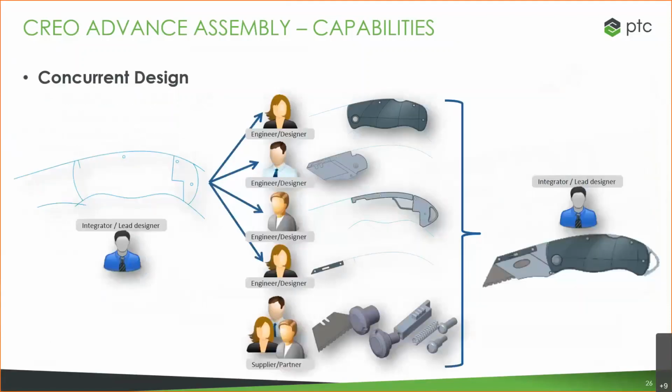So another really great area of advanced assembly is concurrent design. Right here, we're again talking about that skeleton model. The integrator or lead designer might lay out the framework of the assembly and then pass particular pieces to different engineers. If you have different people who need different parts, or you only want them to reference particular curves, no problem, just copy those into the subassembly that they're working on, and they'll have those available.